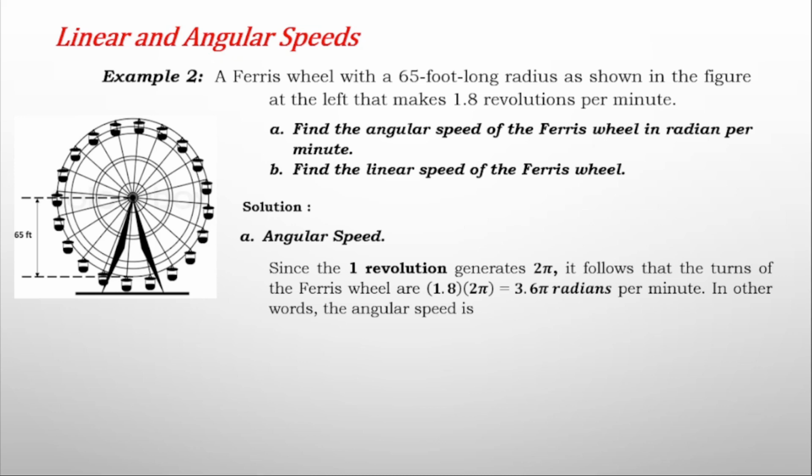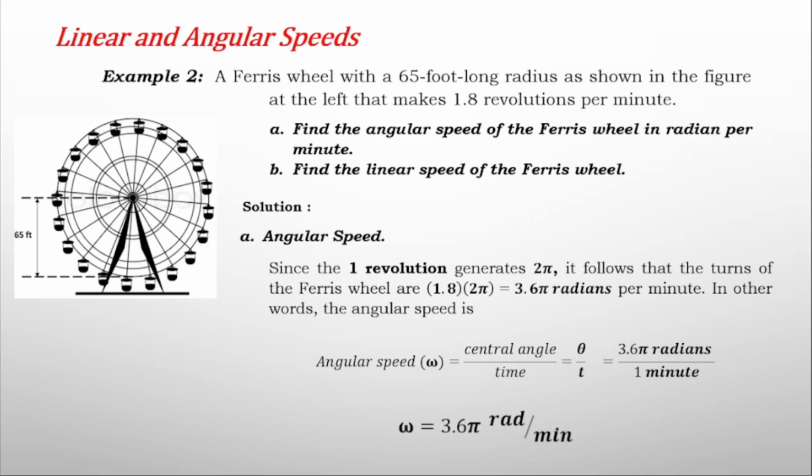In other words, the angular speed is the central angle over the time. The central angle, theta, is equal to 3.6 pi radians, and the time is 1 minute. Then we can say that the angular velocity is 3.6 pi radian per minute.